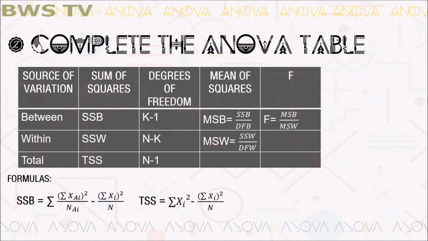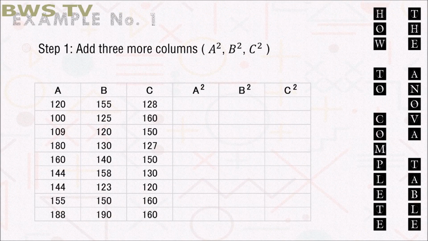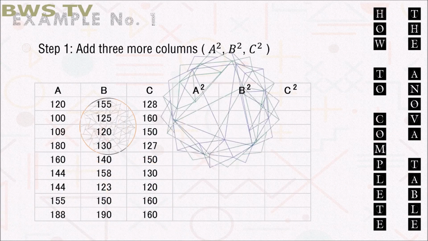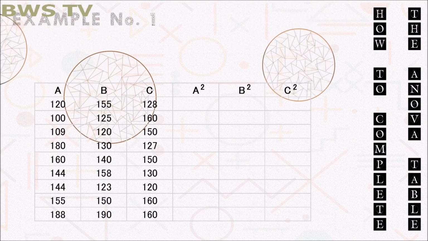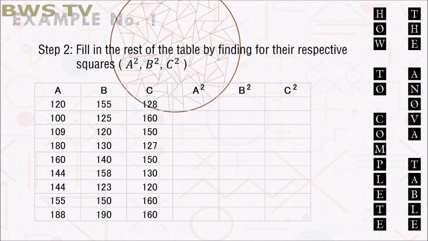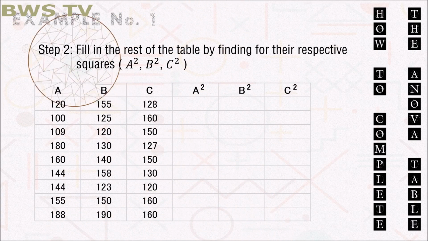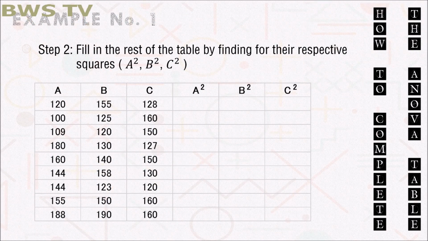So here are the 3 formulas for the second column. Let's start with step 1 in completing the table. Step 1. Add 3 more columns: A square, B square, and C square. Step 2. Fill in the rest of the table by finding their respective squares: A square, B square, and C square.